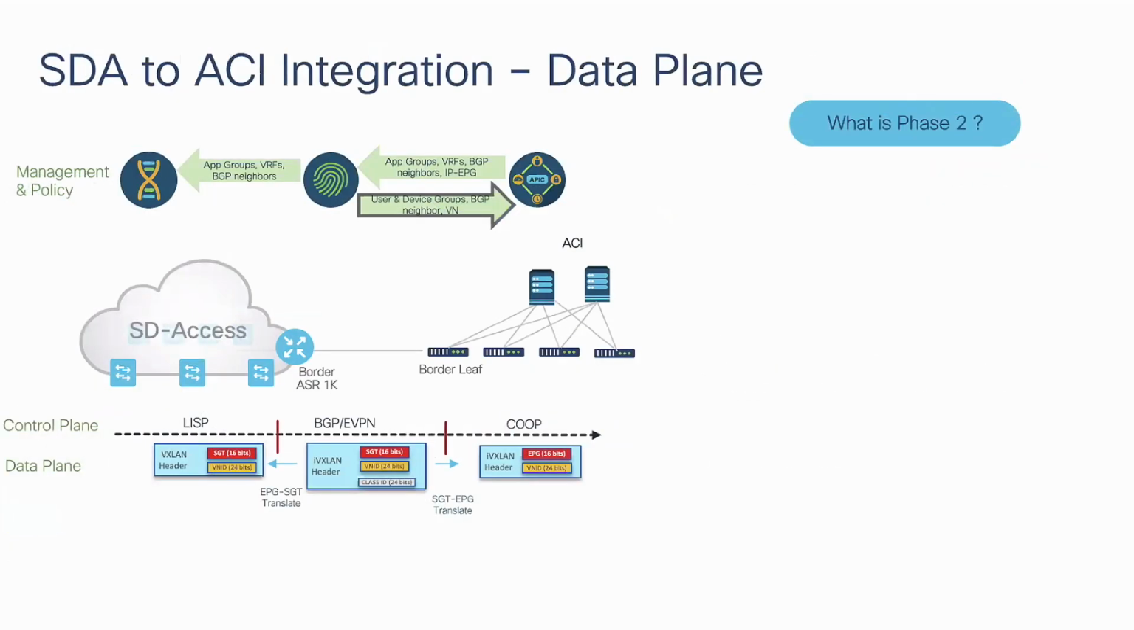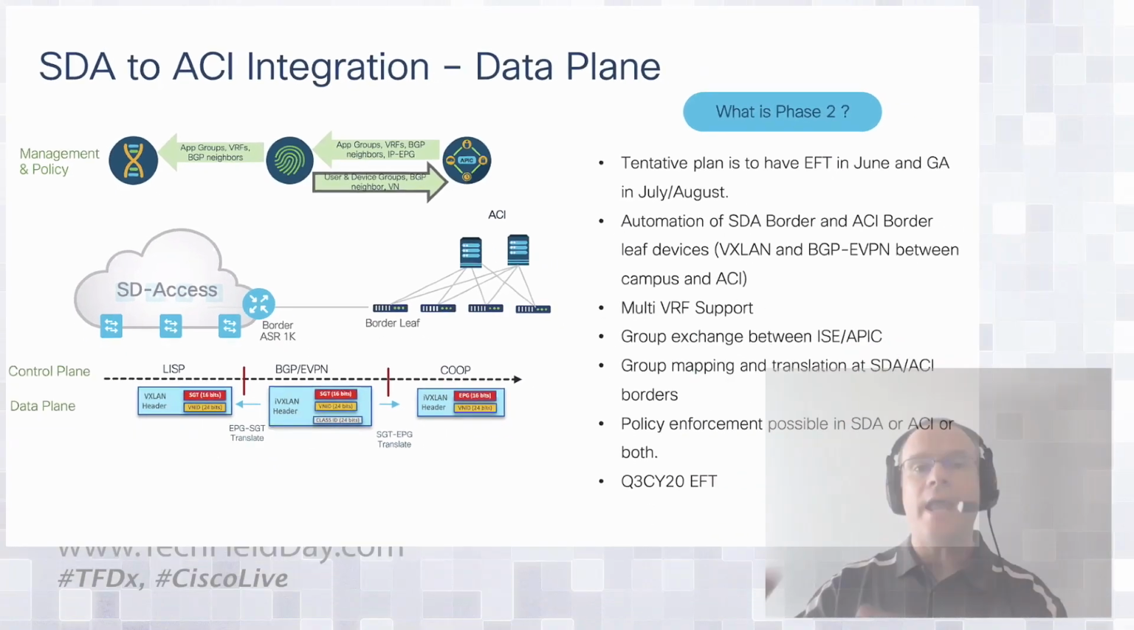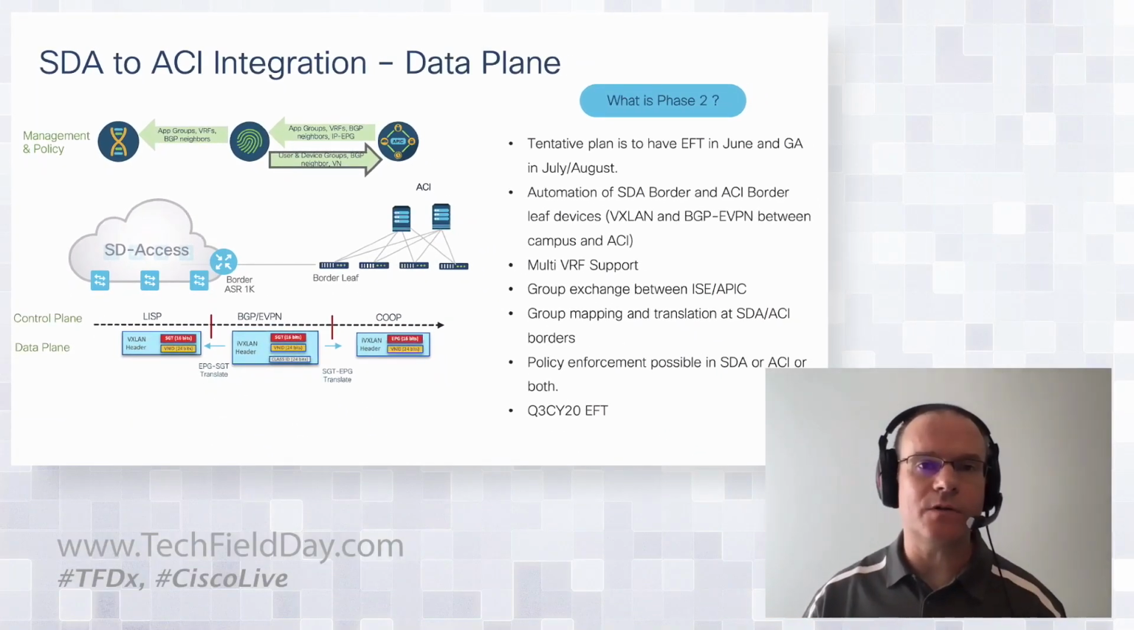What we'll be shipping at the end of the year is that integration, where we will be able to extend the virtual networks from SDA into the tenants in ACI and their VRFs, and then ACI will be able to build policy between those tenants and VRFs, the VNs, and whatever the application resources are in the ACI fabric.